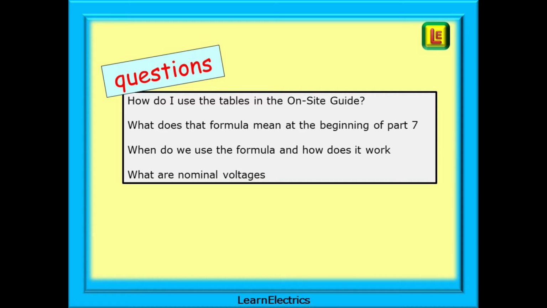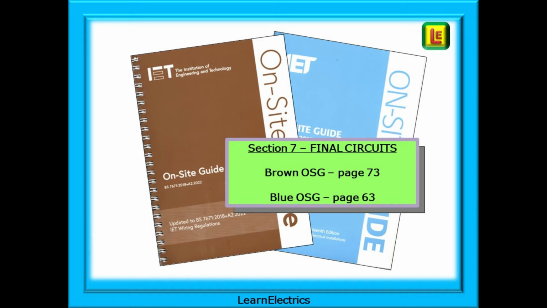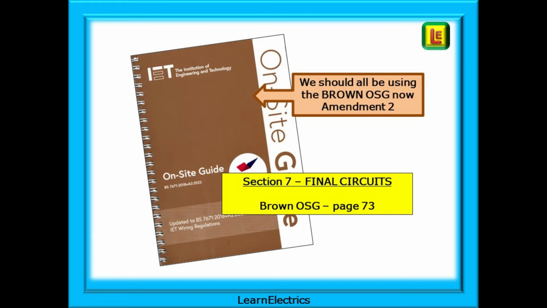And so on. This video is made for the Brown On-Site Guide Amendment 2, and Section 7 begins on page 73. If you're using the previous version, the Blue Book, you will need to start at page 63. Having said that, we should all be using the Brown Amendment 2 On-Site Guide now.